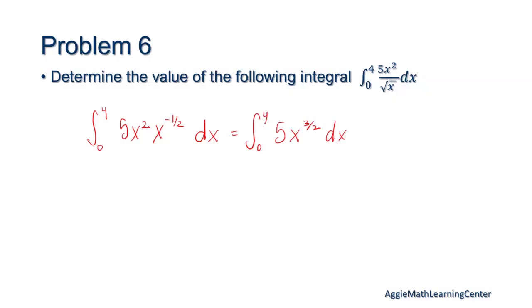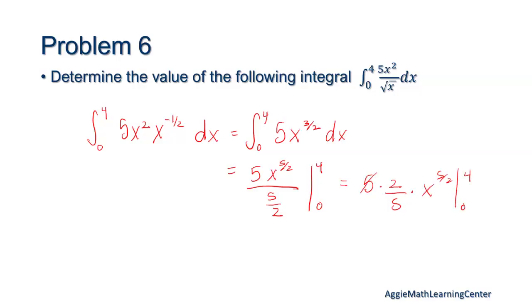Okay, and then from there, we're just going to follow a similar procedure as we did in the last one and use the reverse power rule. So we add 1 to the exponent and then divide by that as well. And we can also pull out our constant. So that gives us x to the 5/2 divided by 5/2, evaluated from 0 to 4. And then dividing by a fraction is the same thing as multiplying by its reciprocal, which gives us 5 times 2/5 times x to the 5/2 evaluated from 0 to 4.